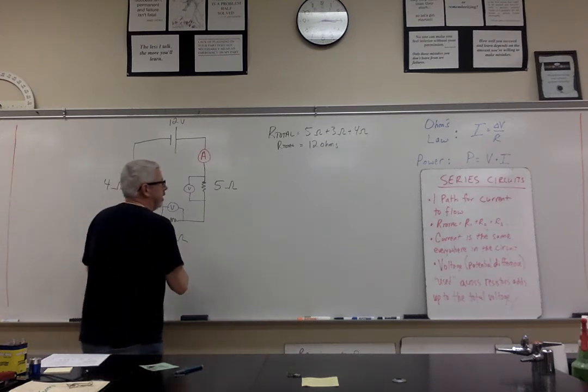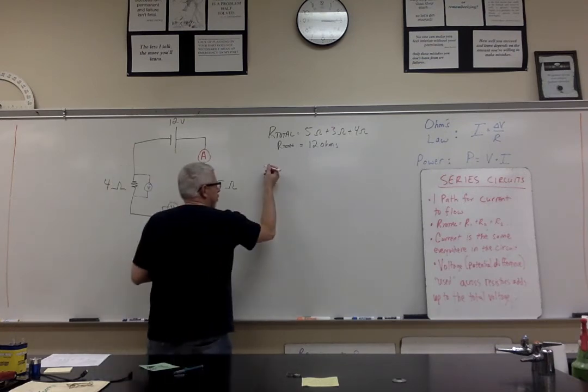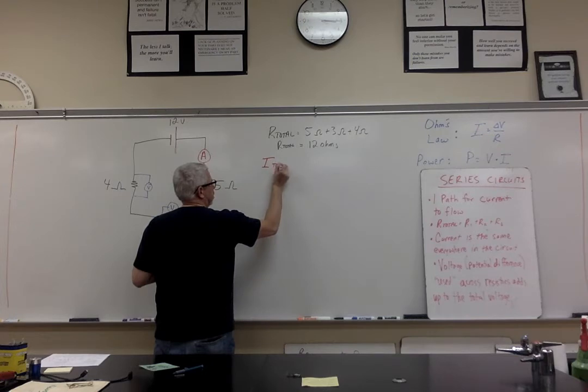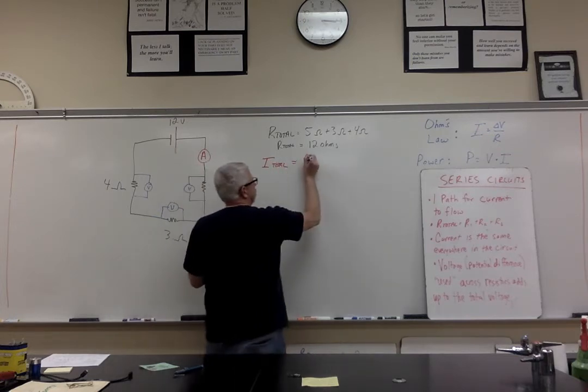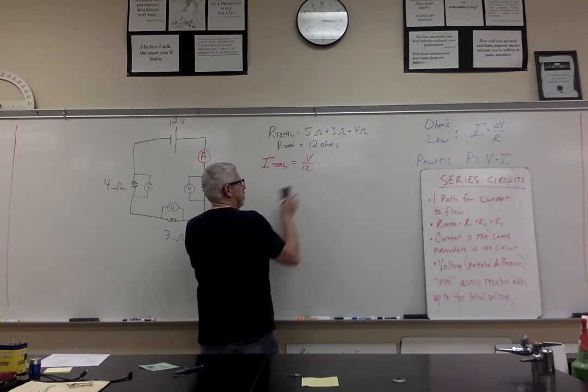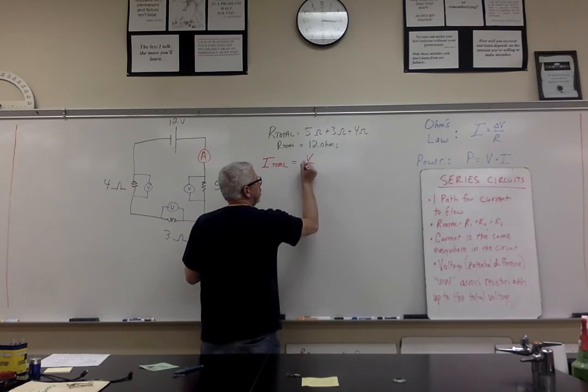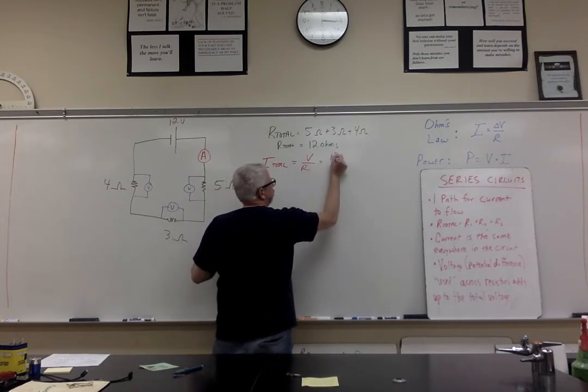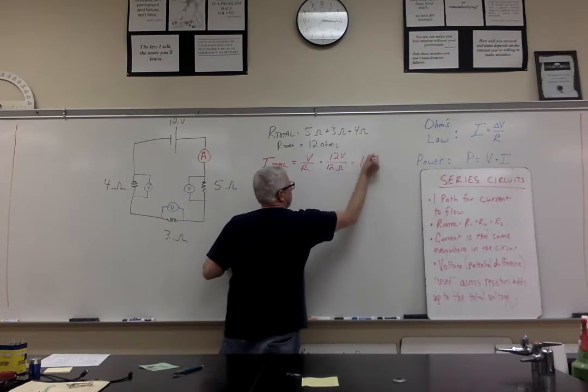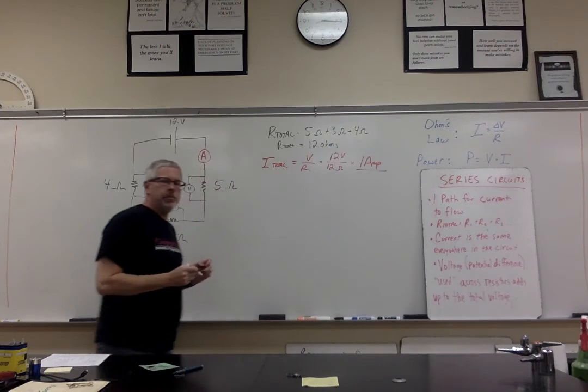So in this particular case, you remember the symbol for current is I, so I'm going to say the total current is going to equal total voltage divided by total resistance, which I've already written the number down. So that's 12 volts over 12 ohms. That's 1 amp. So the current in this circuit is 1 amp.